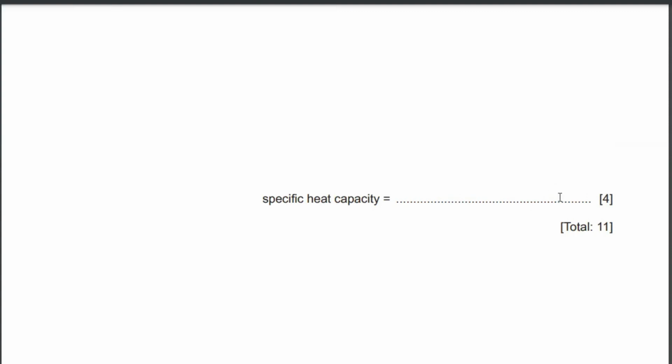We can also convert it into kilogram, just multiply it by 1000, because conversion of 1 kilogram is equal to 1000 grams. So we will have to just multiply it by 1000, and you will get 3930 joules per kilogram into degree Celsius.